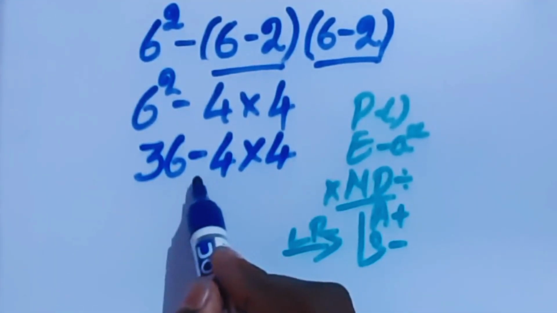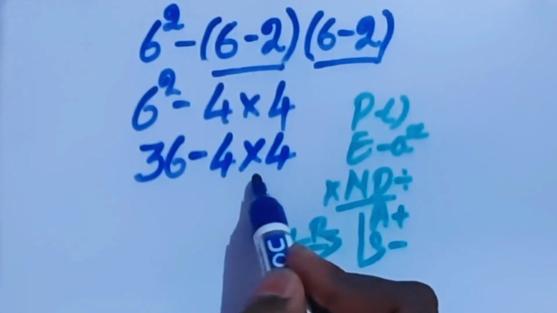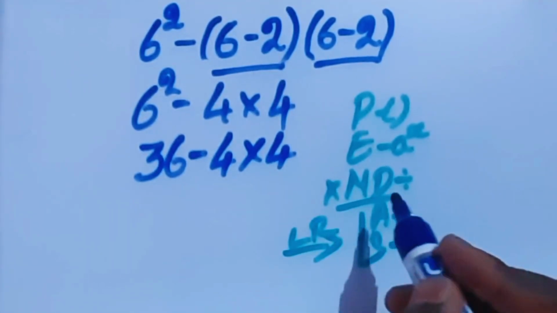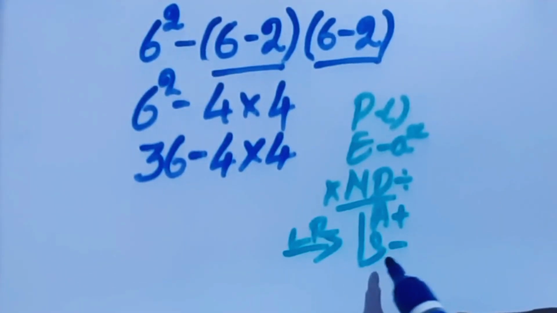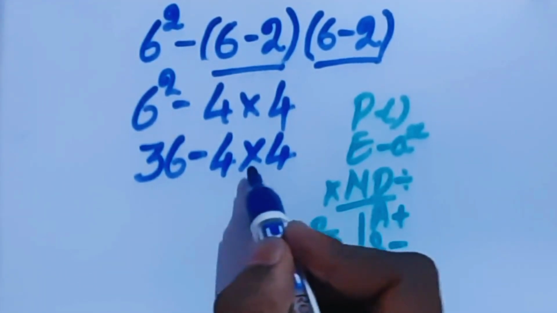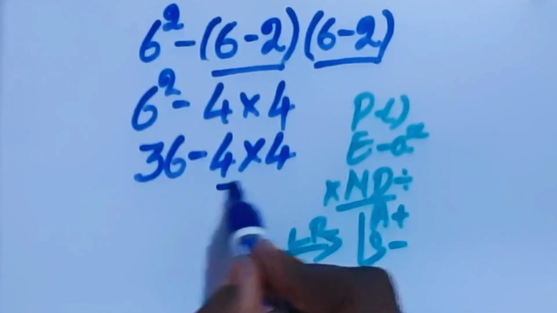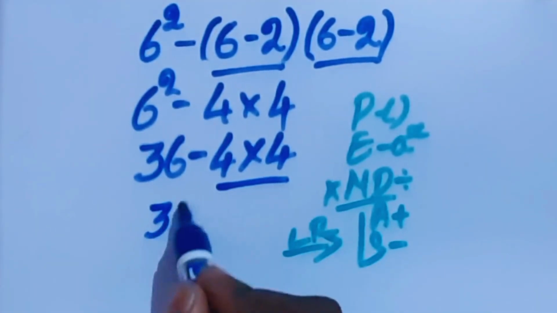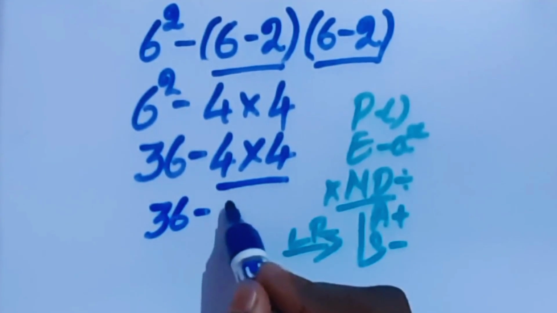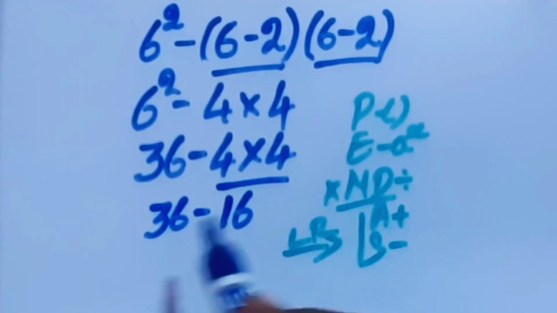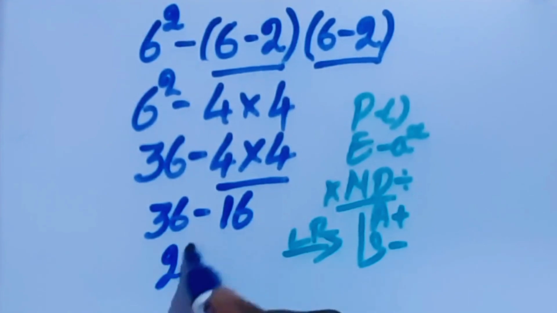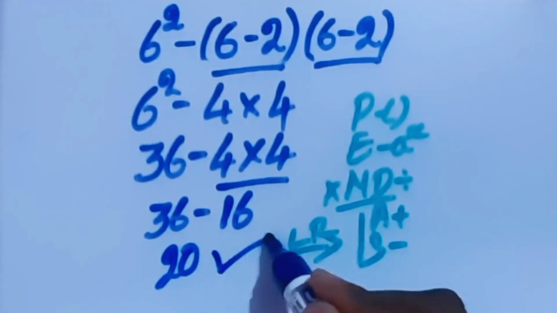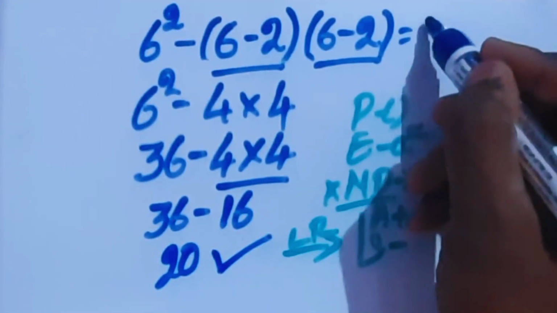Now we have one subtraction and another multiplication. See, this multiplication is higher priority than this subtraction. We have to do this first before the subtraction. So 36 minus 16. Now we can do the subtraction here. So 20 is the correct answer. So here is 20.